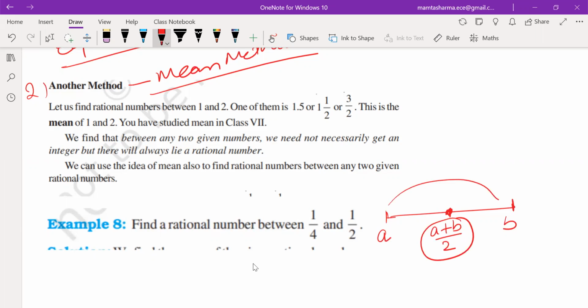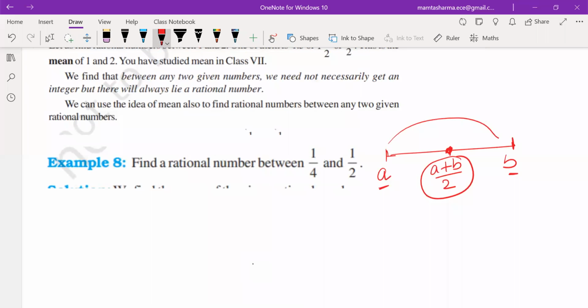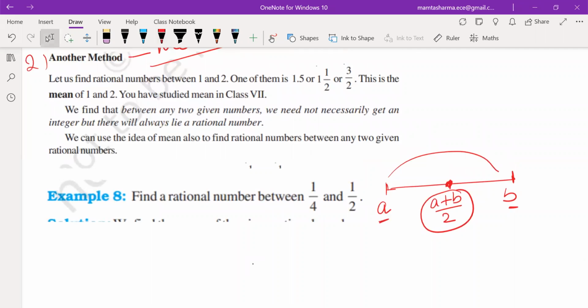Am I correct? Yes, ma'am. A plus b by 2 will lie between a and b. Am I correct? Yes, ma'am. Okay, let's take an example. Ma'am, I have a doubt. Yeah, tell me.